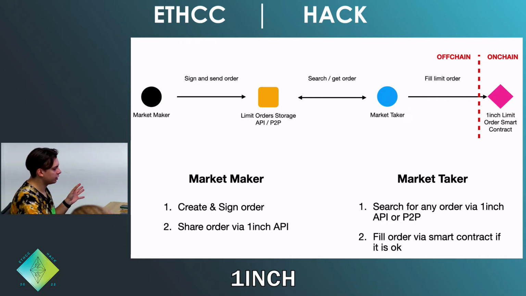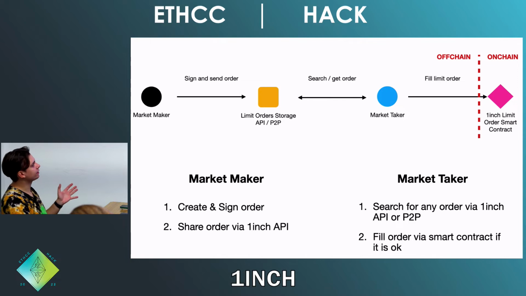The market maker needs to sign and send the order to some storage. It can be peer-to-peer storage, or any centralized storage. It doesn't matter, actually. So there is a storage of all limit orders. We have an API for all of these limit orders, so you can grab any limit order or pass your own limit order via our API as well. After the market maker signs this order, that's it. You don't need to wait or do anything from the market maker side. You can just wait until it is executed.